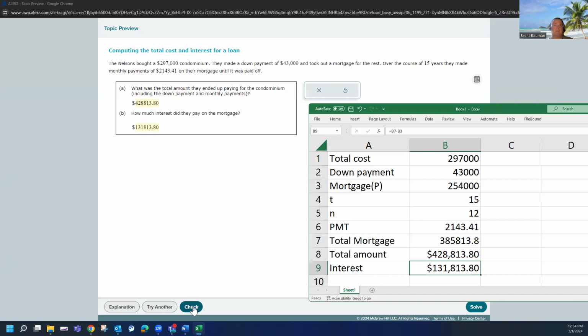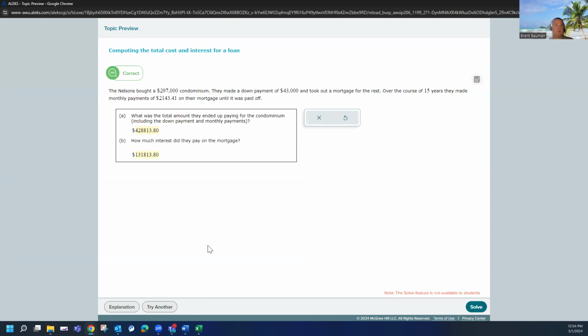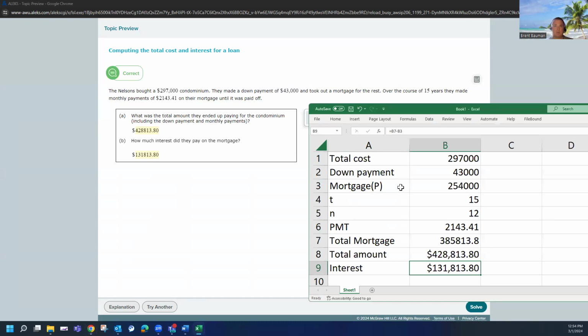All right. Hopefully that was helpful. Check our answer. And there we go. So it helps to set it up in Excel to label your values, work your way through so that you can keep track of everything. If you just have a whole bunch of calculations on your Excel document, it's probably a little harder to keep track. All right. I hope that was helpful.